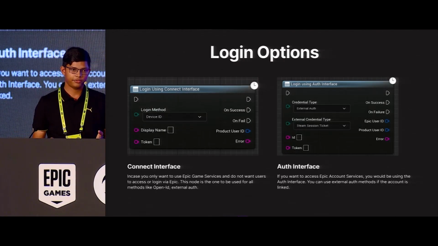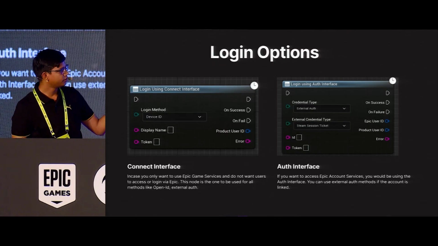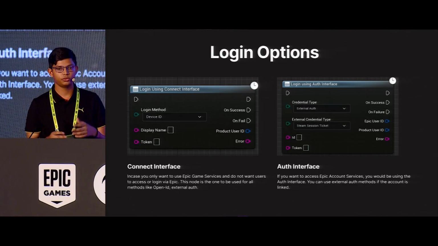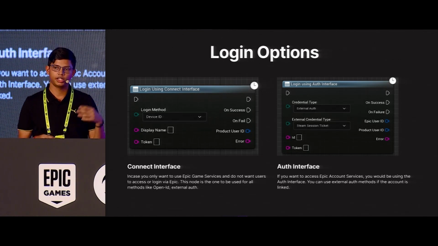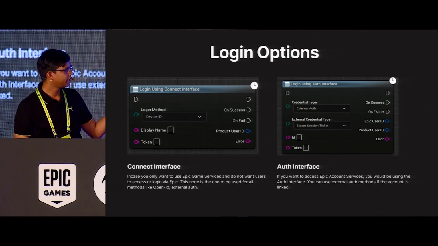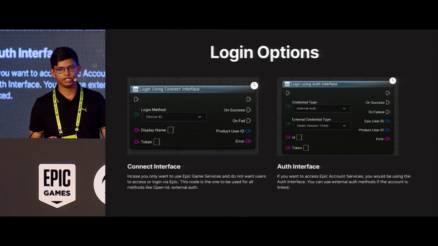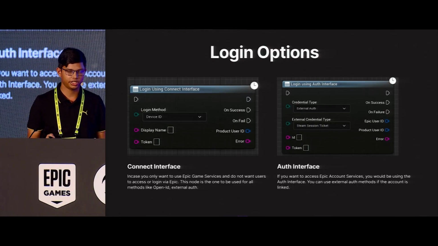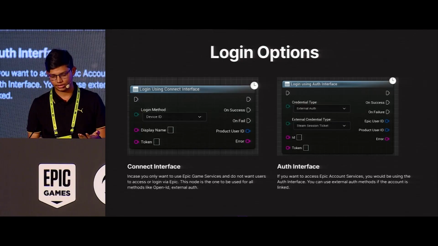Now, as I said, we have two available choices: Epic Account Services and Epic Game Services. With the Auth interface, you can use the Epic Account Services, where you can use the Epic account to log in, have the overlay, friends, and stuff like that. And with the Connect interface, you would be using authentication methods like Steam, device ID, that is anonymous login, and iOS, Apple, Google, and other platforms like that.